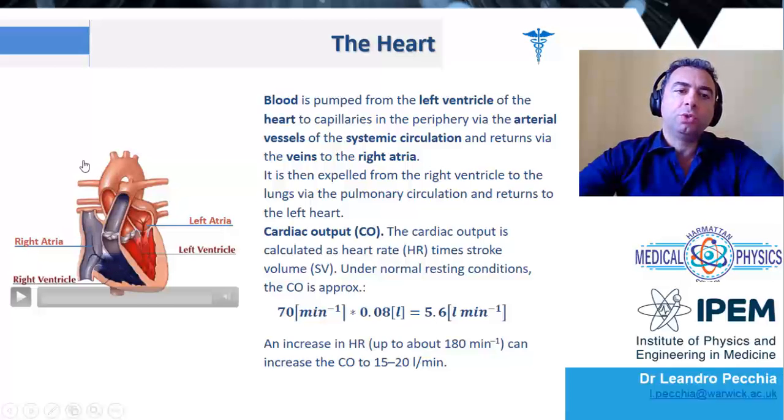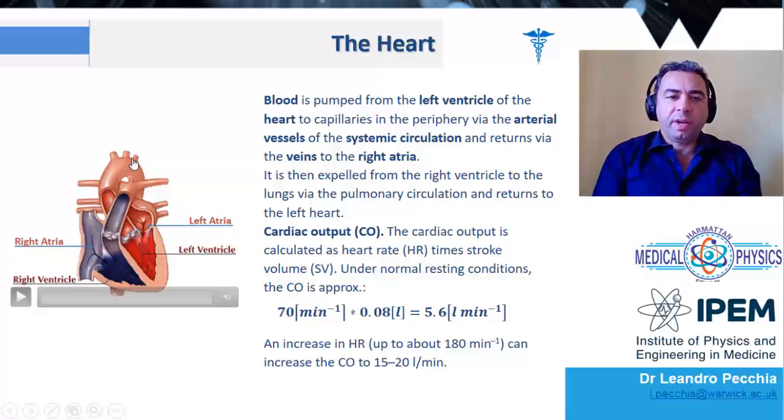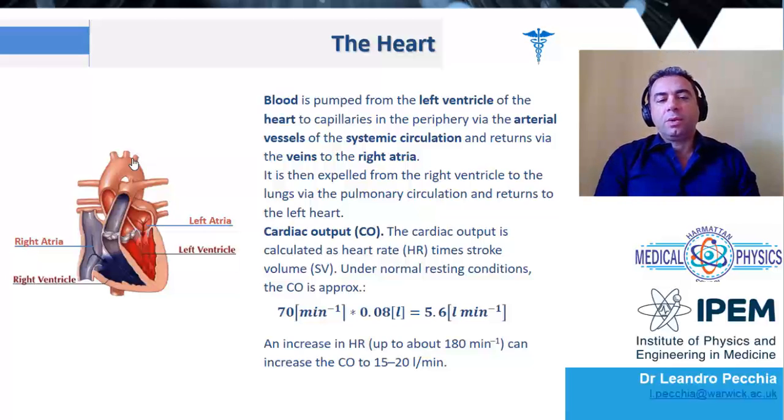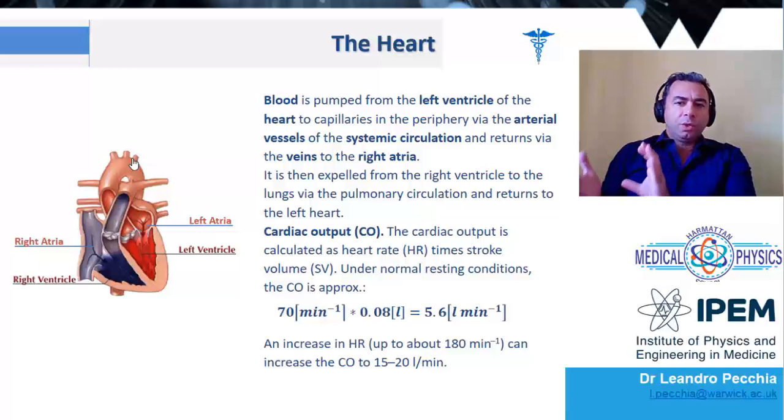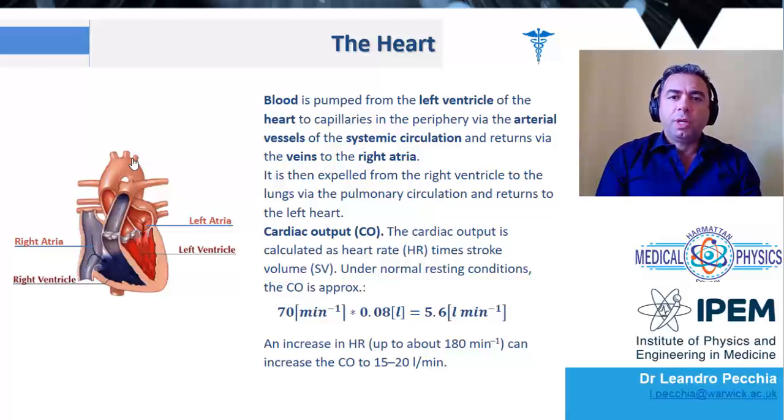So it goes to the lungs, and then it comes back, it enters the left atrium, from the left atrium goes into the left ventricle, and from this, through the aorta, it goes through what we normally define as the great circulation. Blood is pumped from the left ventricle to the capillaries in the periphery of the body through the arterial vessels. This is called great circulation or systemic circulation. And then it returns through the veins to the right atrium.